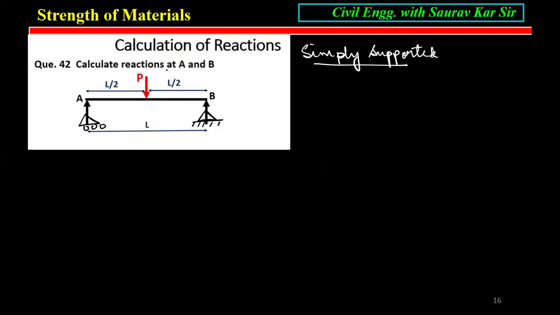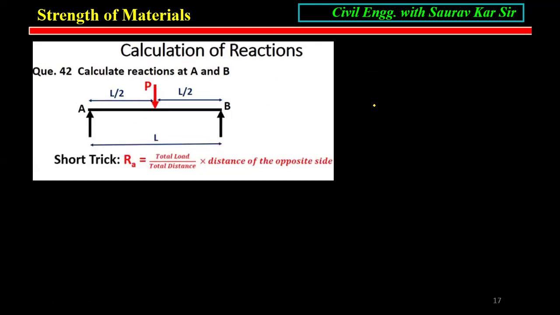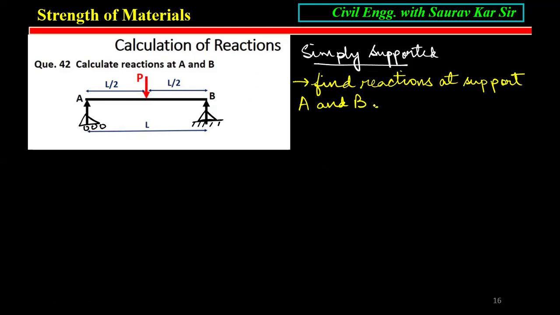Find out the reactions at A and B. So always in case of a semi-supported beam, we always have to find the reactions at end A and B. Find reactions at support A and B. I will teach you cantilever beam also, but to find the reactions at support, you have to find the reactions at A and B. We will start with the support reaction.